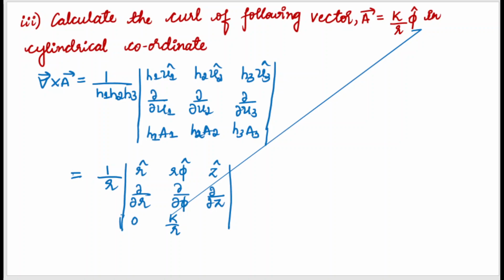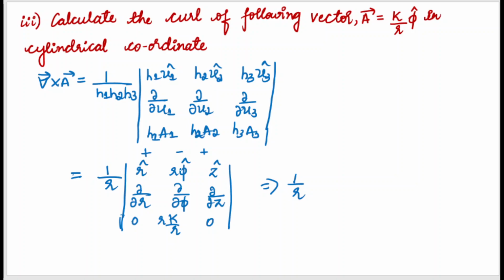Sorry, some error occurred. Let me erase properly so that it will be visible. Now yes, come back, it will be k divided by r into phi cap. h2 is r, right? So h2 times k divided by r, and h3 is 1, a3 they have not given. How to solve the determinant I have already taught many times on my YouTube channel. You can go and refer. So it will be 1 divided by r. Cancelling these two terms, it will be 0. This will be 0 minus r into phi cap.